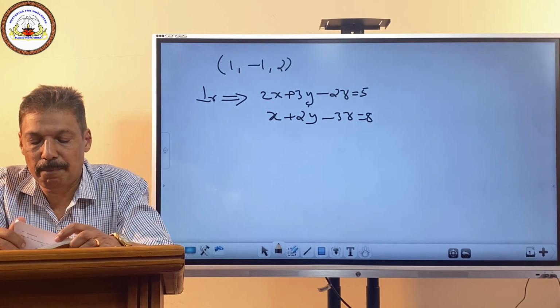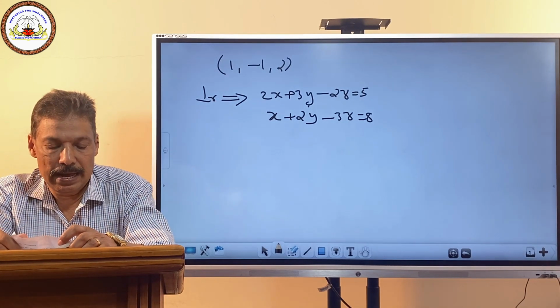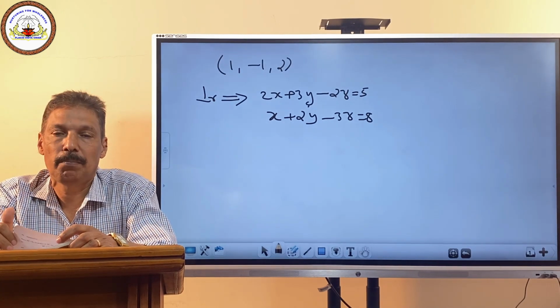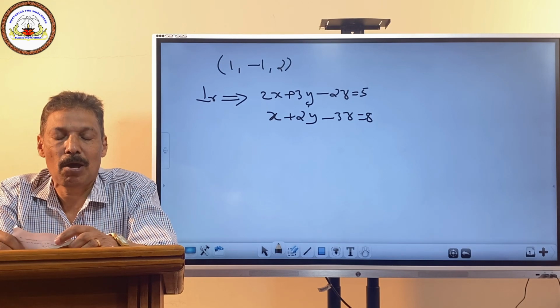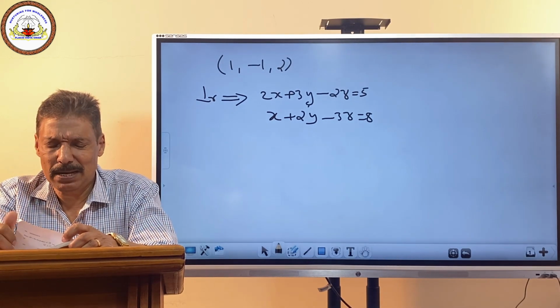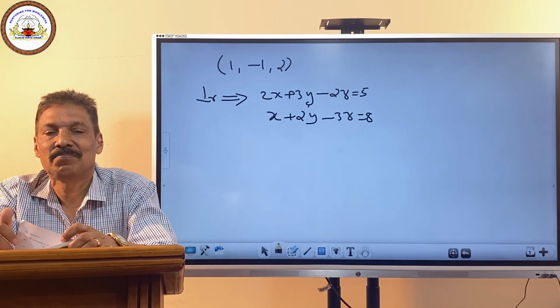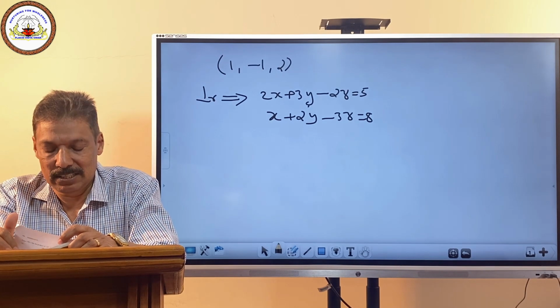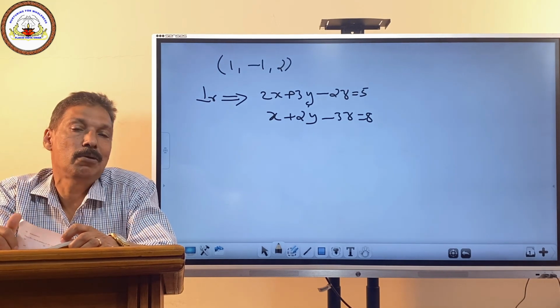Then find the equation of the plane passing through a point and perpendicular to two given planes. That problem is solved in your workout example. Sometimes that method is not adopted here. That's an easier method. Either you take that easier method or the solved method.